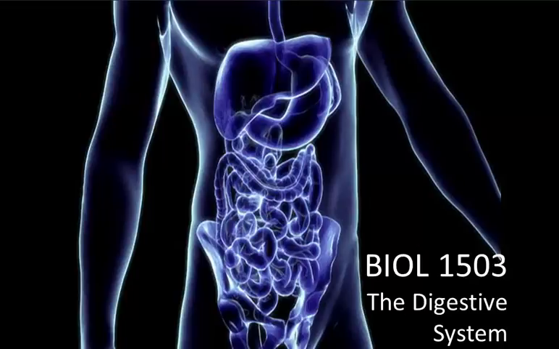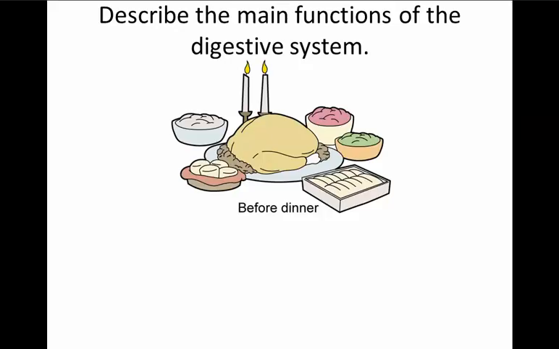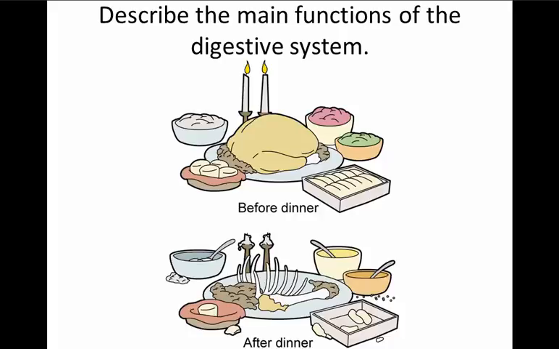Unit 15 is the digestive system. Most of us have no difficulty eating our way through a large meal like this. Our digestive system works very efficiently to digest and then absorb as much of the food as possible. After dinner, our plates might look like this.